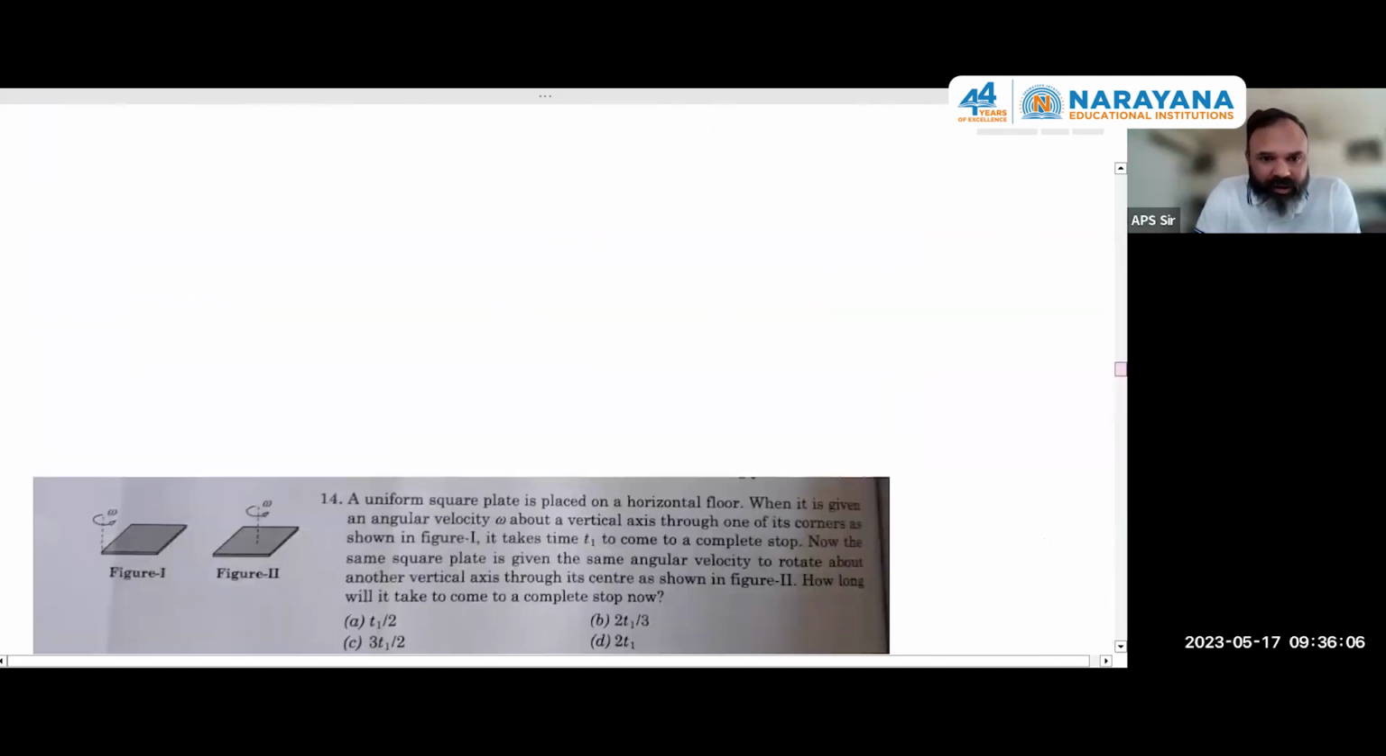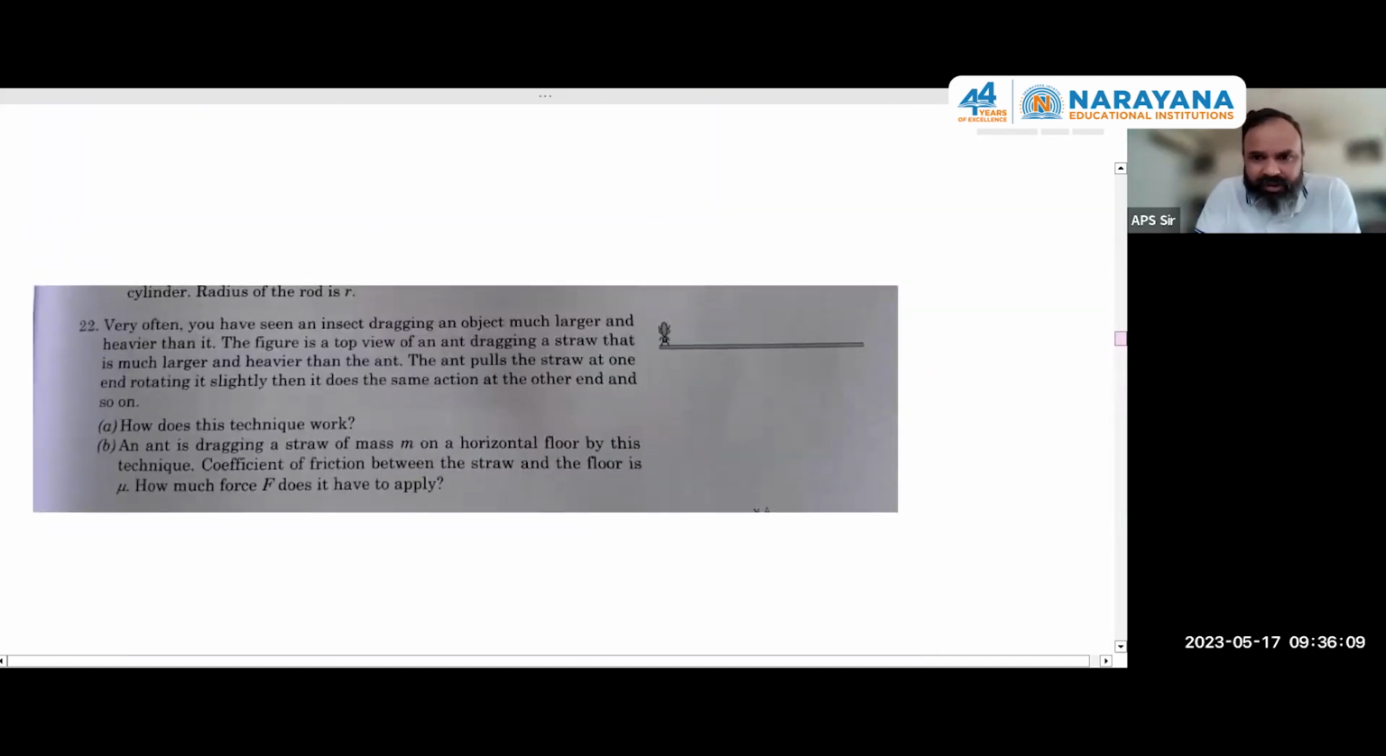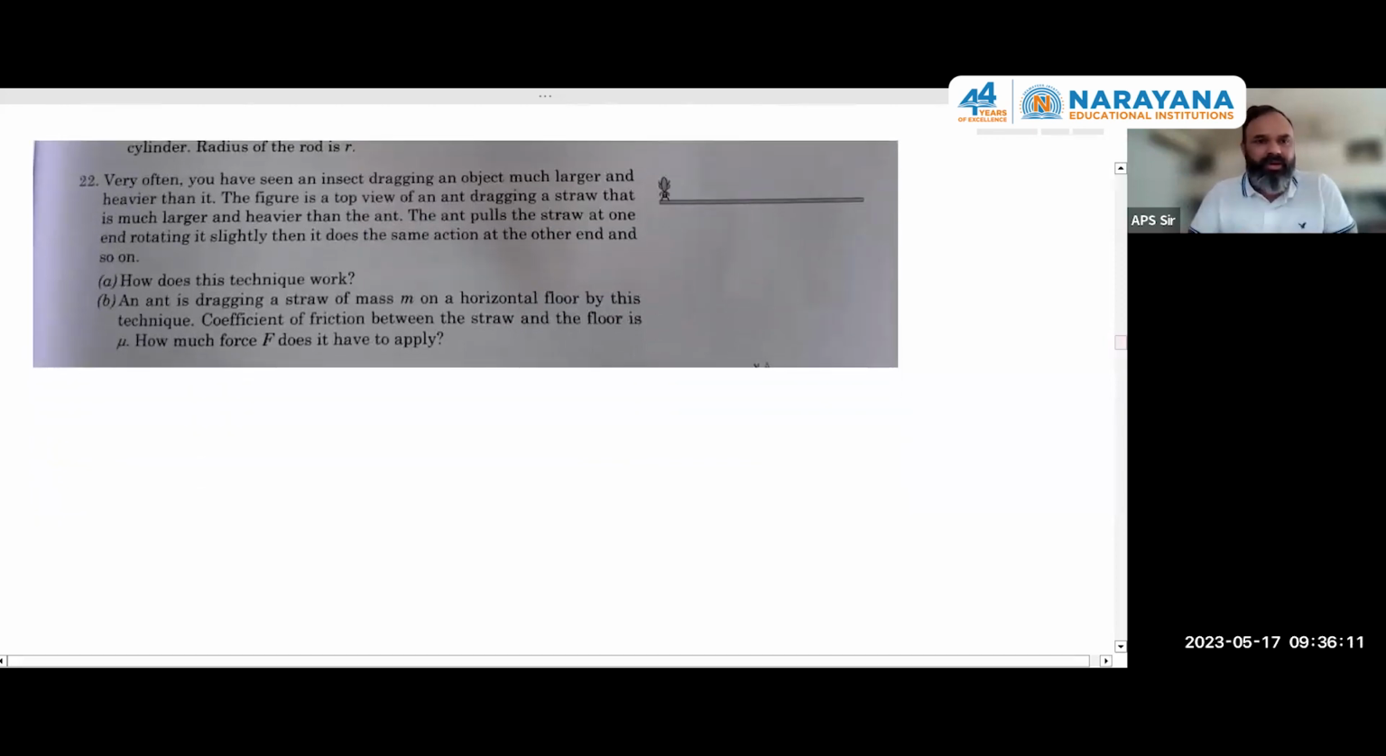All right, so let me take up another different problem. Just look into this question. Very often, you will see an insect dragging an object much larger and heavier than it. Now, it is based on rotational mechanics. What is happening here? The figure is a top view of an ant dragging a straw that is much larger and heavier than the ant. This is a straw, this is a top view, so gravity here is in the cross direction. The ant pulls the straw at one end, rotating it slightly.